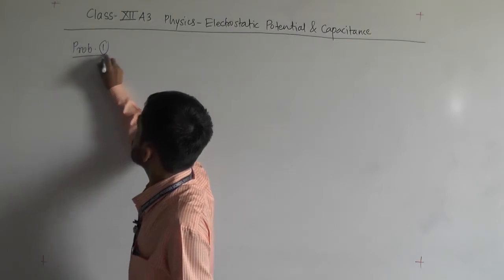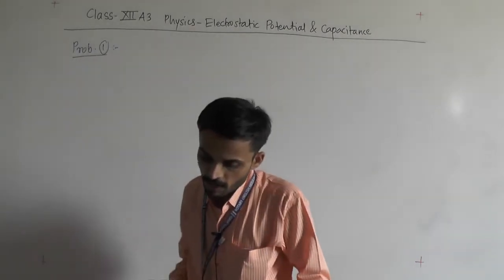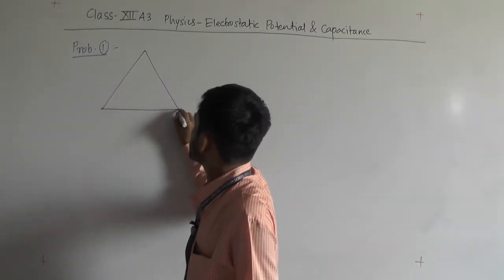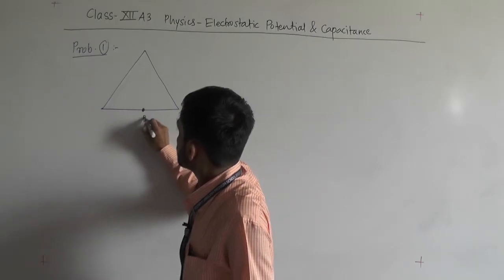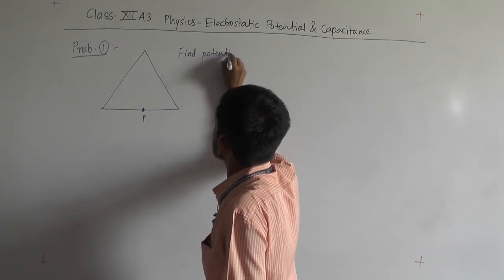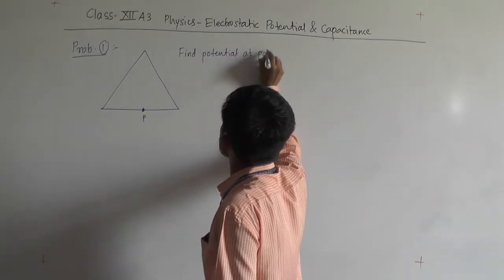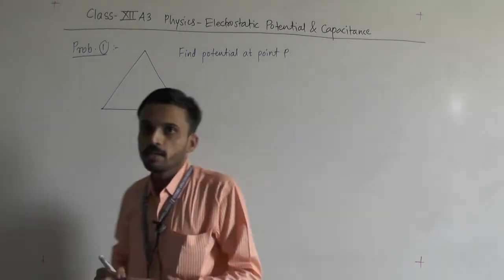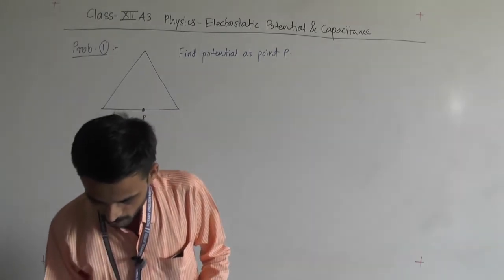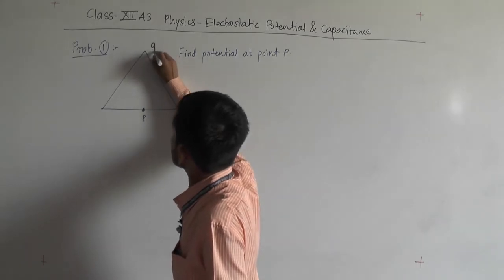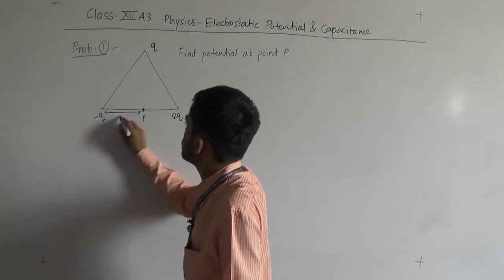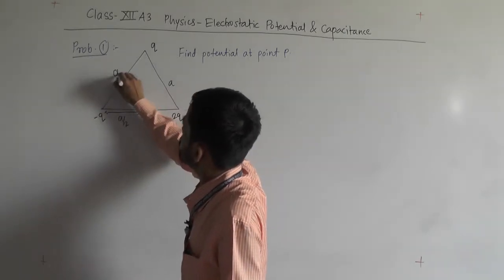So today's problem number 1. Find potential at point P in the following figure. Simple problems we will solve so that you will have the practice. This is the point P. Find potential at point P. It is an equilateral triangle with charges minus Q, 2Q, and Q. This distance is A by 2. This is A and this is A.